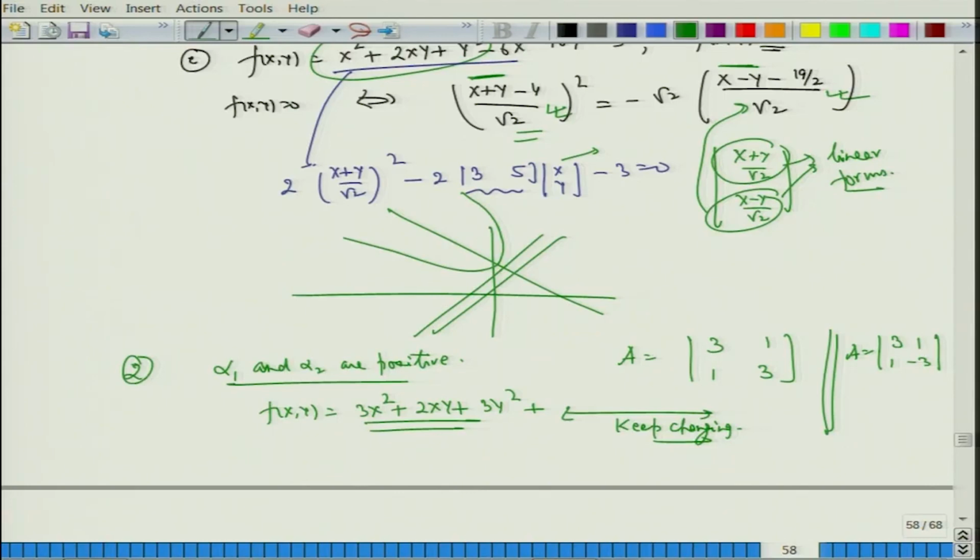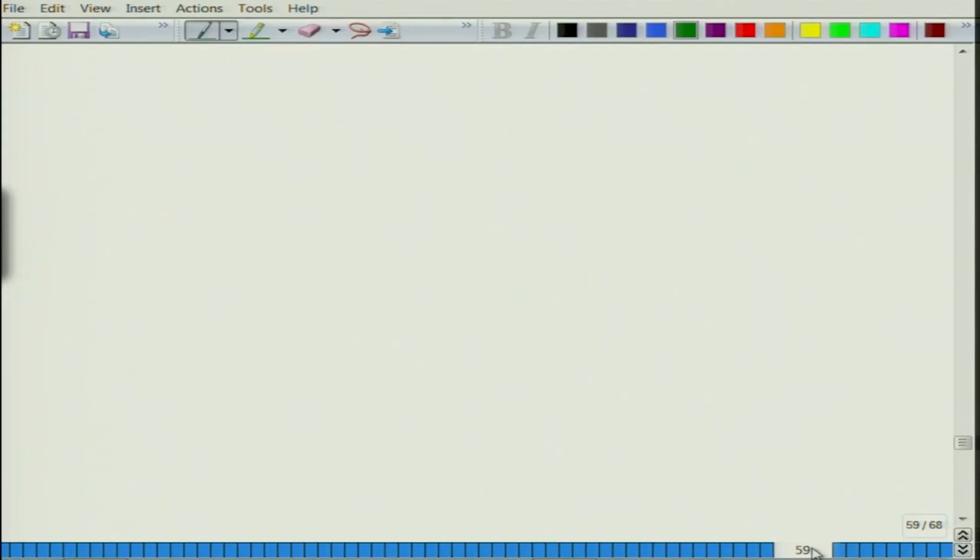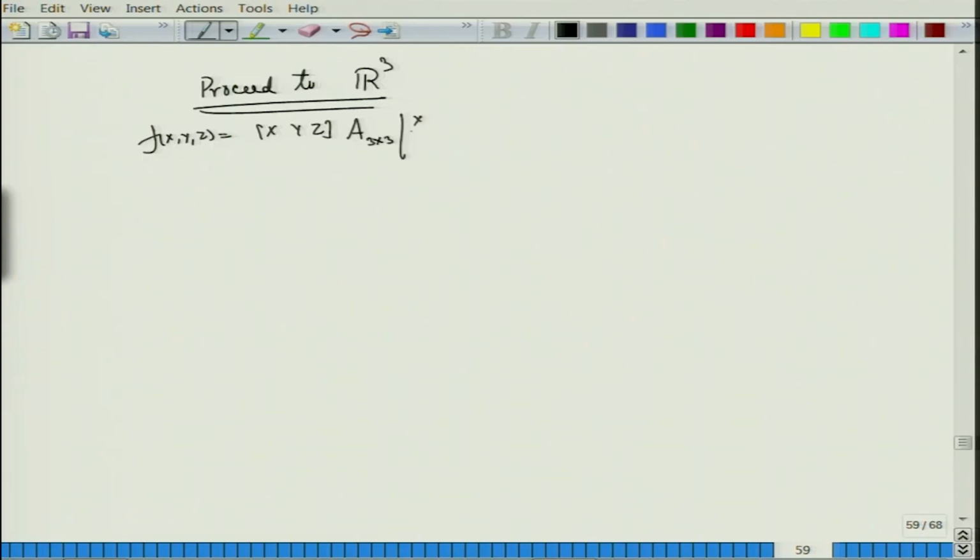Now, I will go to what is called 3 dimensions, all right. Is that okay? Let me go to 3 dimensions for us now. Proceed to R3. In R3 I will have 3 variables. f of x y z will be equal to x y z times a matrix A which is 3 by 3, times x y z. Again I will have 2 times some f g h times x y z plus a constant c, which is u. This is what I will get. So, the form will remain the same.